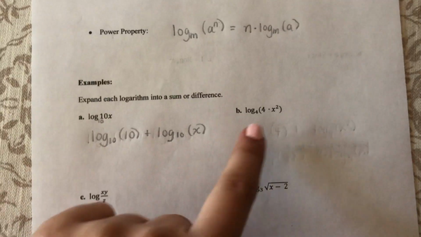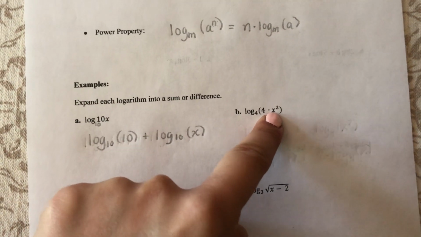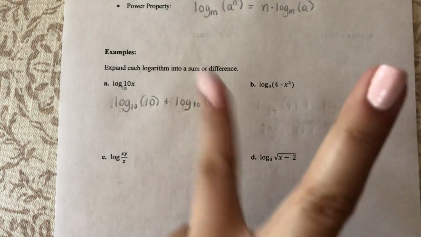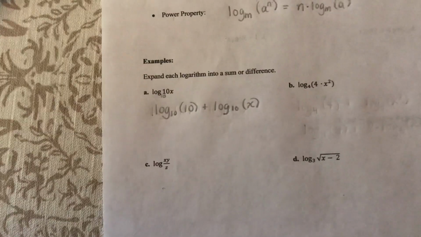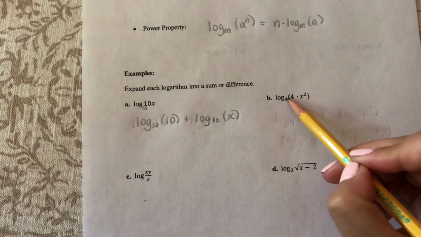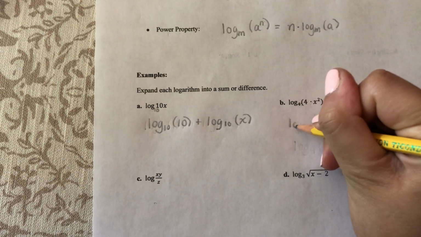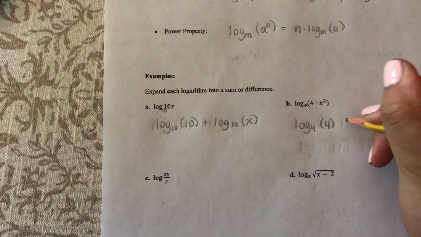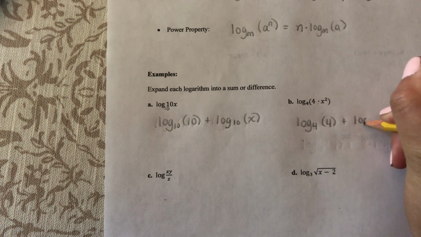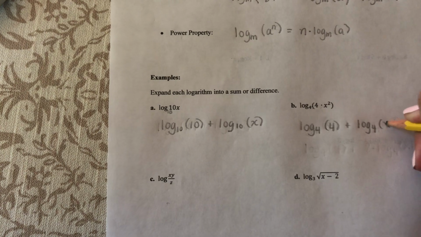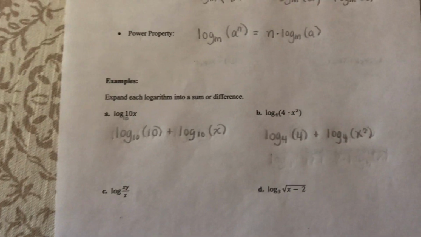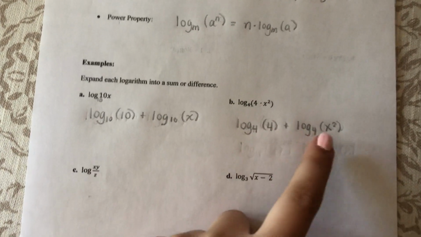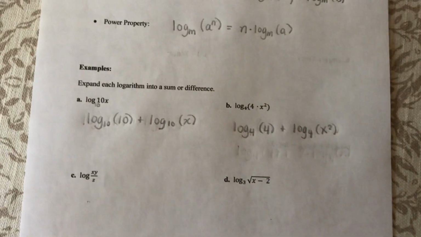In letter B, I have something similar. I see the multiplication sign, so I'm going to similarly expand that with addition, but I do have one extra step. So this has a base of 4. Make sure when you expand, they both have that base of 4. Four times x squared, so the 4 and the x squared get expanded into two separate logs.